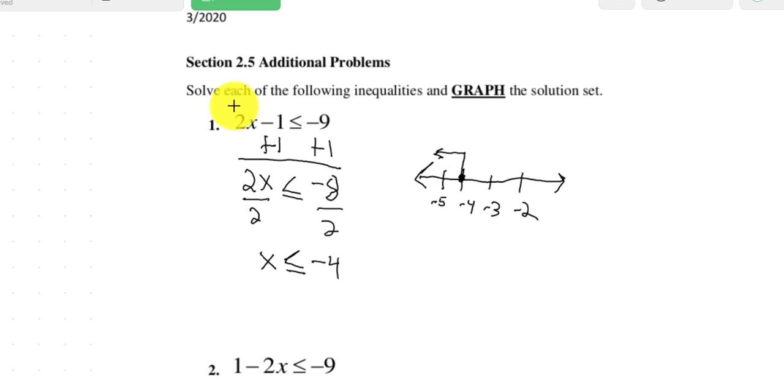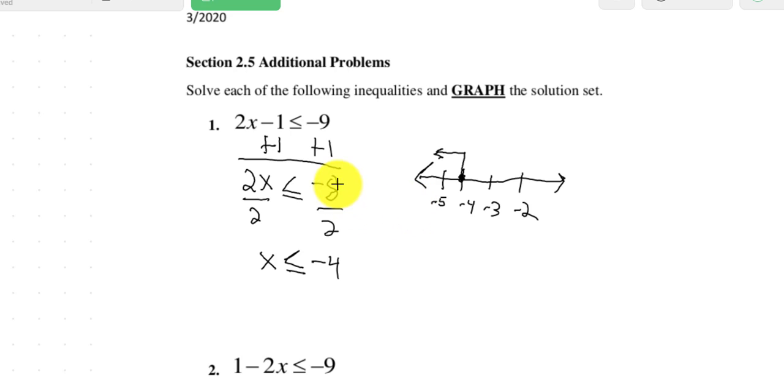So here's the solution to this inequality: x is less than or equal to negative 4. Here is the graph of this inequality using a number line. I'm going to ask you to do both of these on your next quiz. Your quiz will be take home, so hopefully this video will help you.